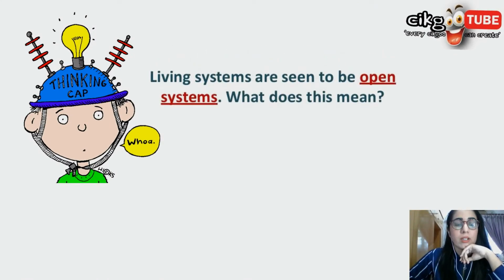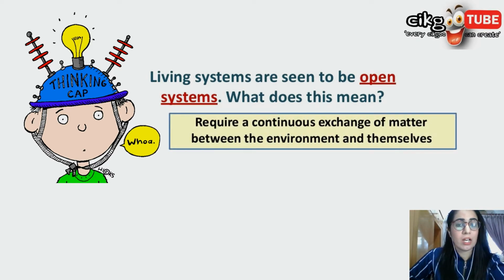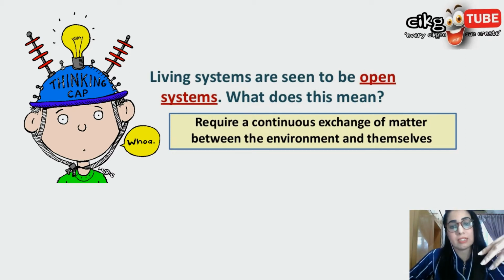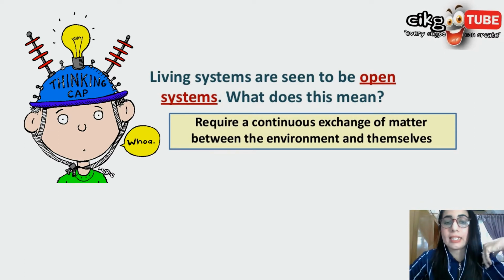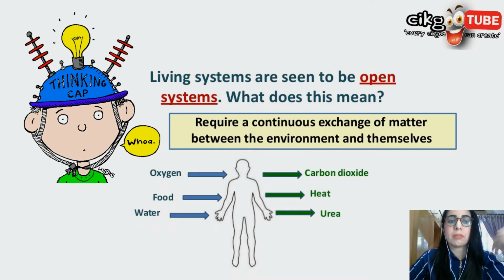Living systems are seen to be open systems, correct? So what does this mean? It means that living organisms require a continuous exchange of matter between the environment and themselves. We need to balance it up. For example, we take in oxygen, food, and water, then we release carbon dioxide, heat, and urea.